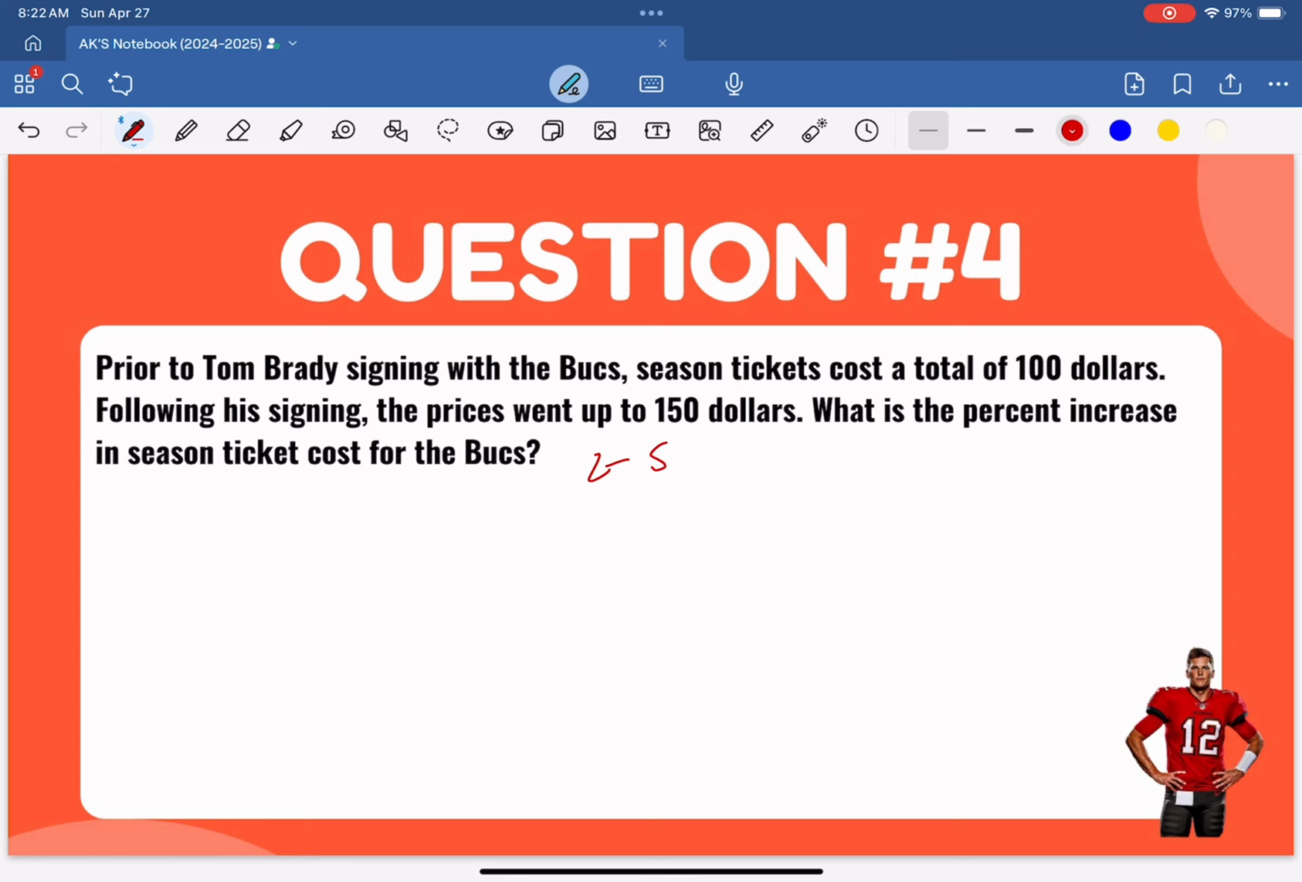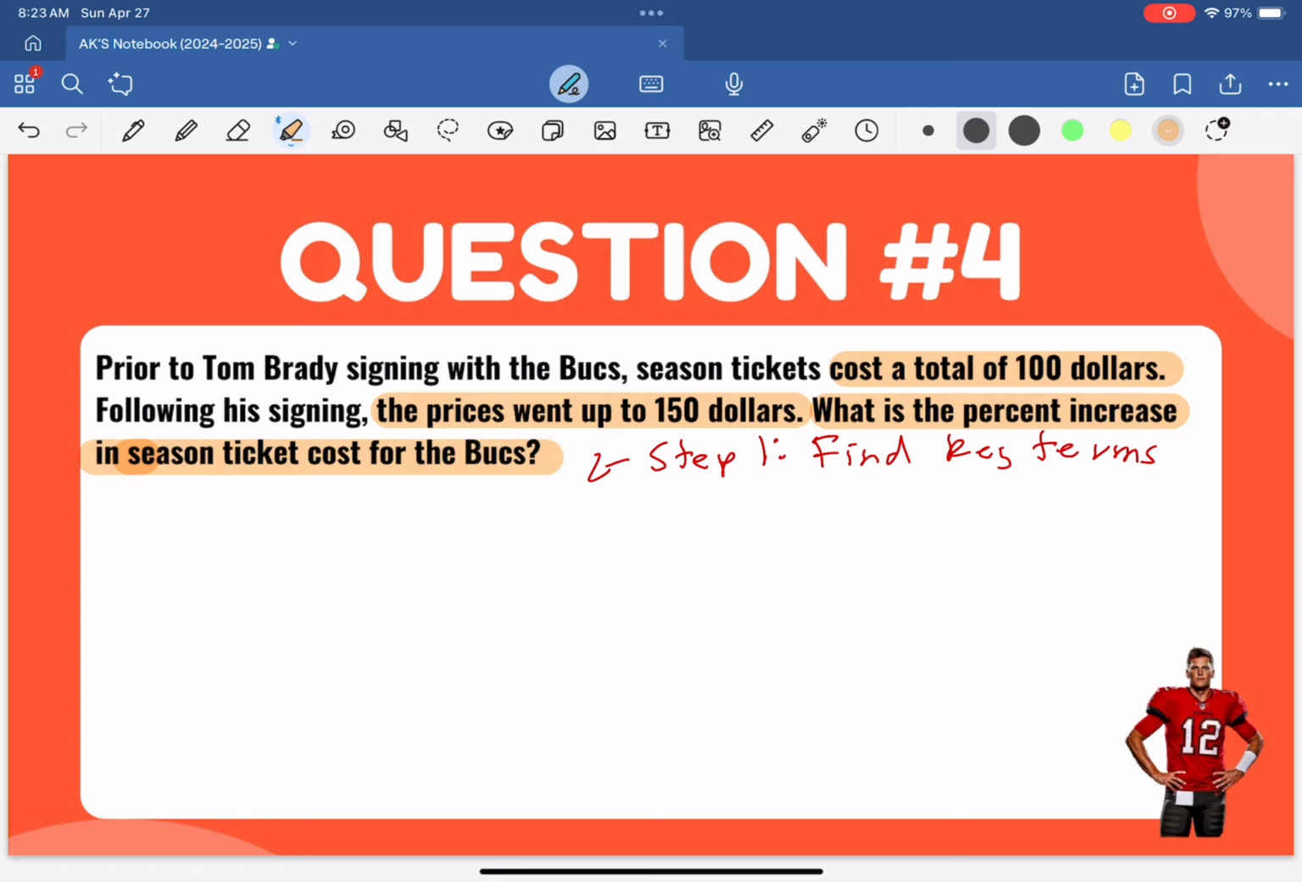Step 1. Just like the previous problems, we read the question and choose the important information to focus on. So before signing, prices were $100 and they went up to $150. And this question asks us to use these values to find the percent increase of the price. The second step is to remember the formula for percent increase, which is very similar to the formula for percent error. The formula is final minus initial divided by initial.